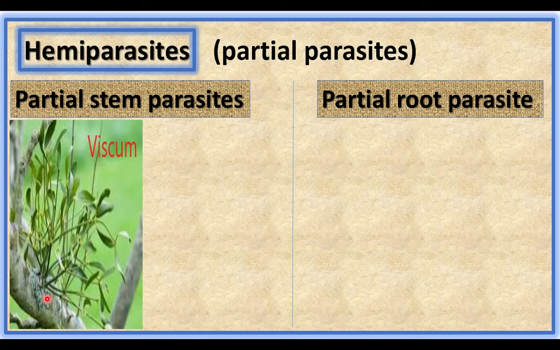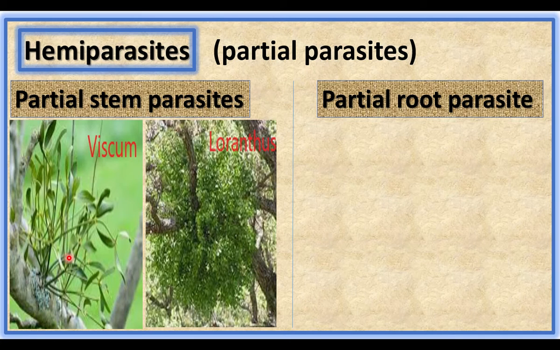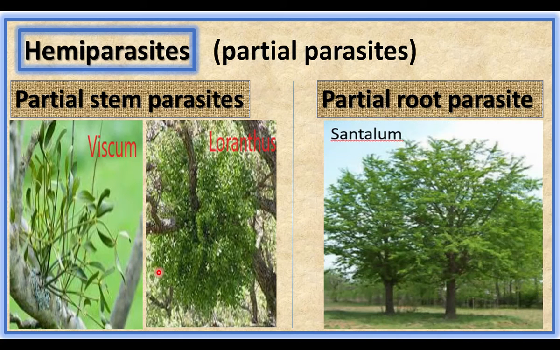It gets nutrients, minerals and water. It does not take any food from the host. It has green leaves. It is photosynthetic. Loranthus is also an example of a partial stem parasite. Santalum album is a partial root parasite. Sandalwood plant. The root of the sandalwood plant is parasitic. It gets minerals from the host plants.